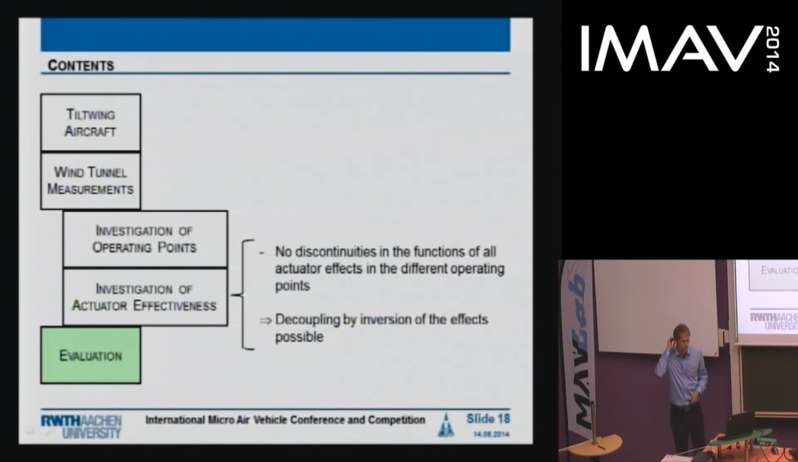So we can sum it up that the measured actuator effectiveness will help us to decouple the steering of the tilt wing, and an inversion of these actuator effectivenesses might help to have a unification of the flight characteristics of this airplane over the whole flight envelope of different velocities.